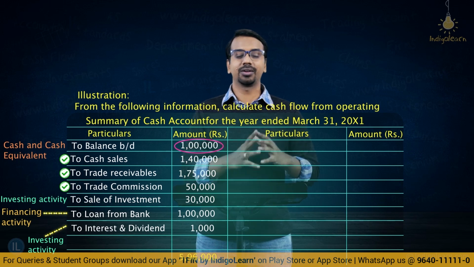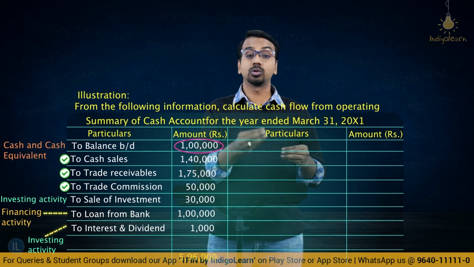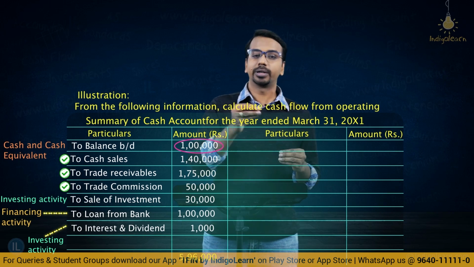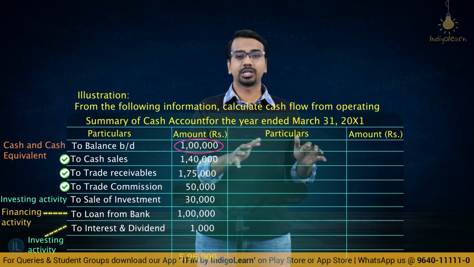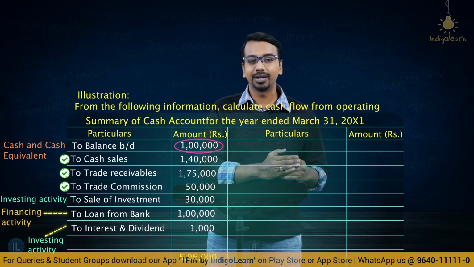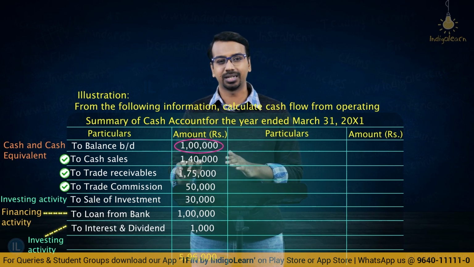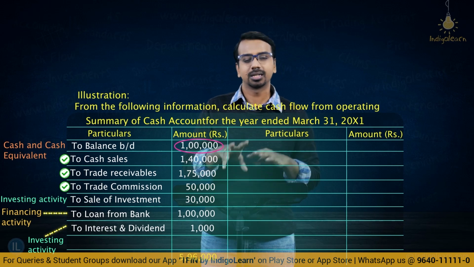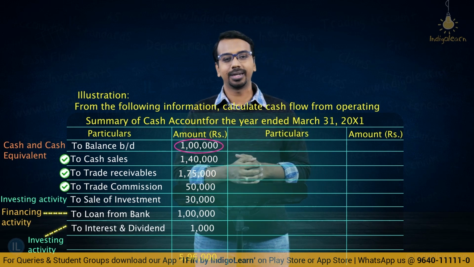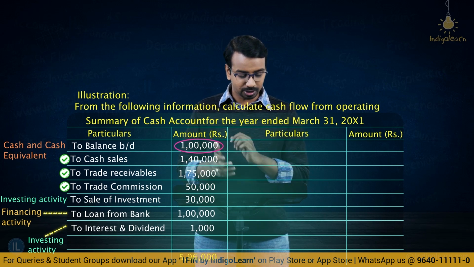Unless information is given to you that those are short term, those are not held for investment, those are for trade purposes. Unless such information is given, income on account of interest, dividend and all these things, you will classify it under investing activity. If some customer pays you interest, then obviously we will say it is an operating cash flow. Then come to the credit side.